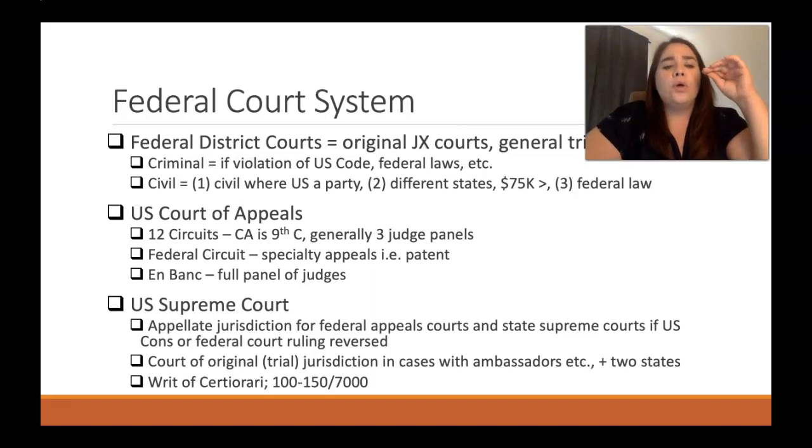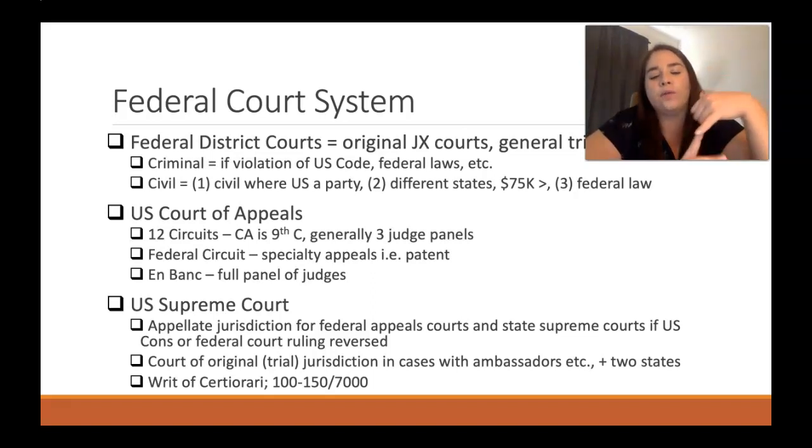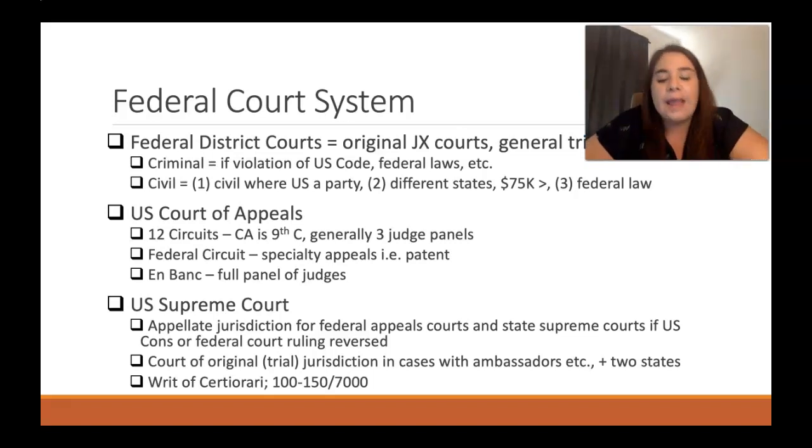So the U.S. Supreme Court is also super neat in that it can be the court of original or trial jurisdiction in cases dealing with ambassadors and in cases dealing with 2 or more states. So a really interesting original jurisdiction case dealing with multiple states was all of the litigation over the Colorado River.